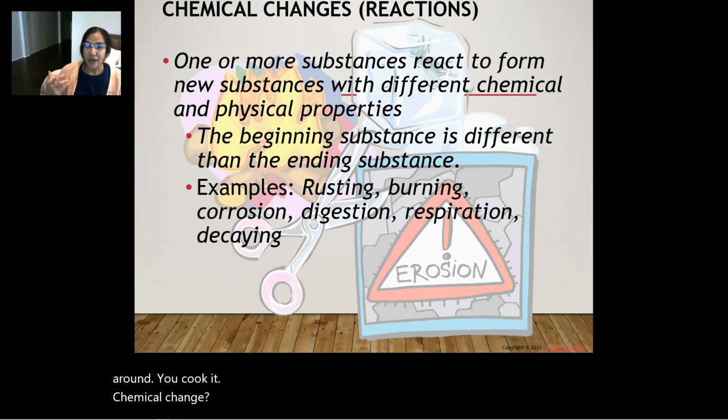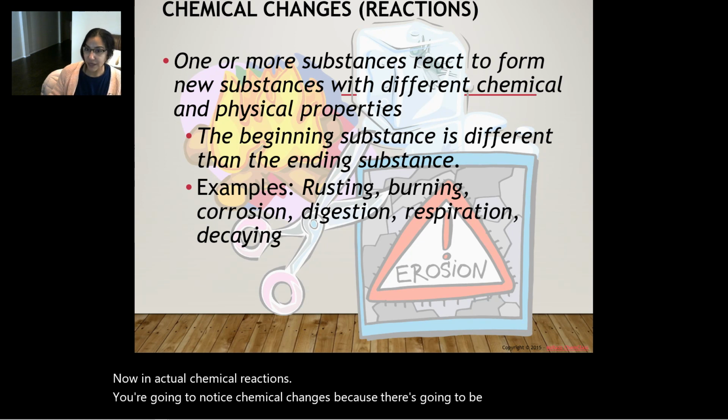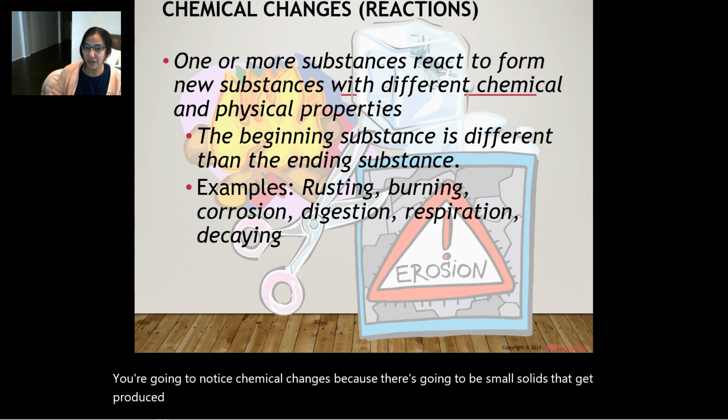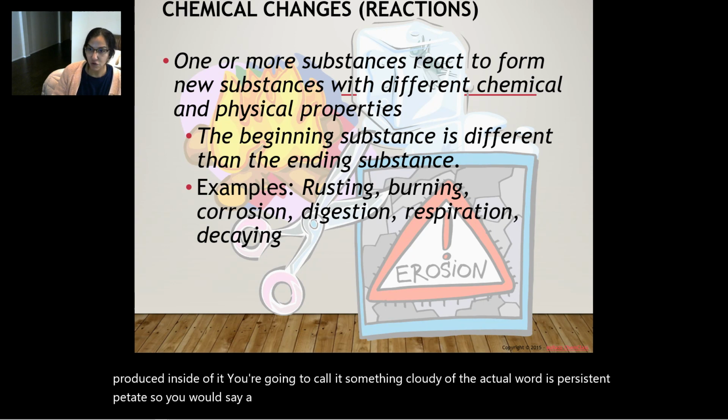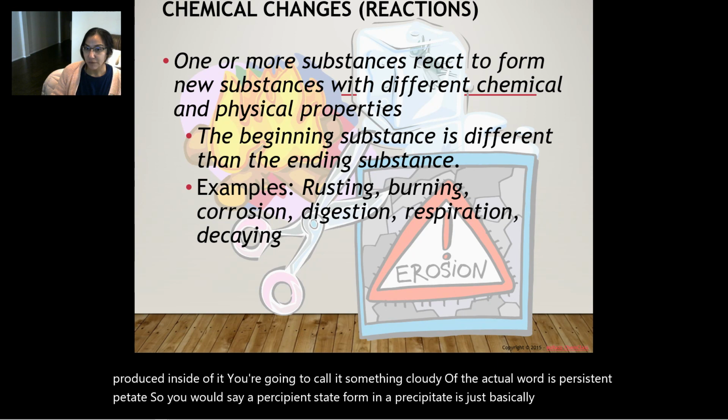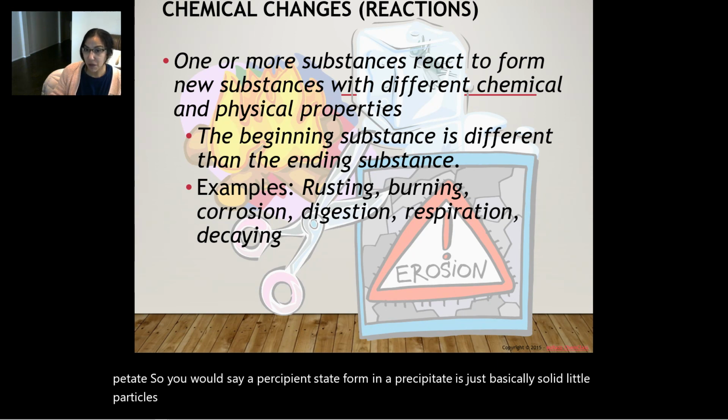Now, in actual chemical reactions, you're going to notice chemical changes because there's going to be small solids that get produced inside of it. You're going to call it something cloudy. The actual word is precipitate. So you would say a precipitate formed. And a precipitate is just basically solid little particles. Sometimes they're so small, it just looks cloudy. But it's particles that have formed or some sort of solid inside of your mixture.